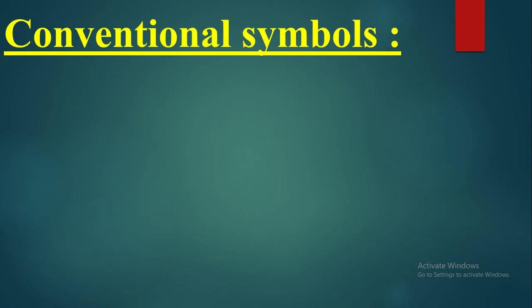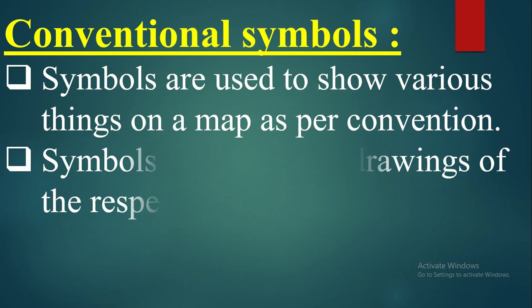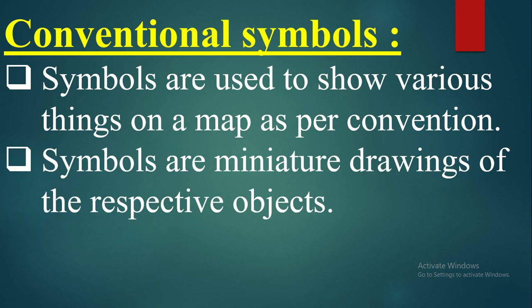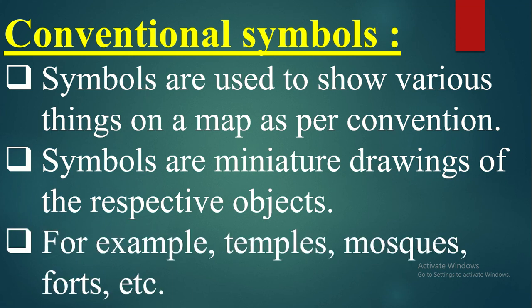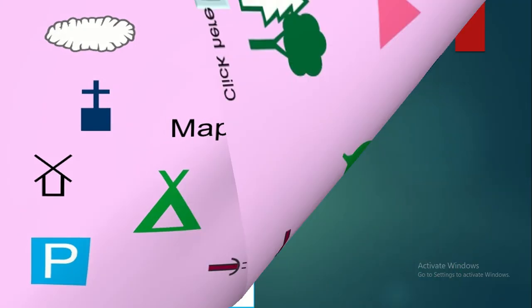Let us see conventional symbols. Symbols are used to show various things on a map as per convention, so they are called conventional symbols. Conventional symbols are miniature drawings, small drawings of any object like a temple, a church, a mosque, a fort, etc. The use of conventional signs and symbols helps us readers to get the exact information about a particular component shown on the map. So these are a few signs and symbols we can use on a map.